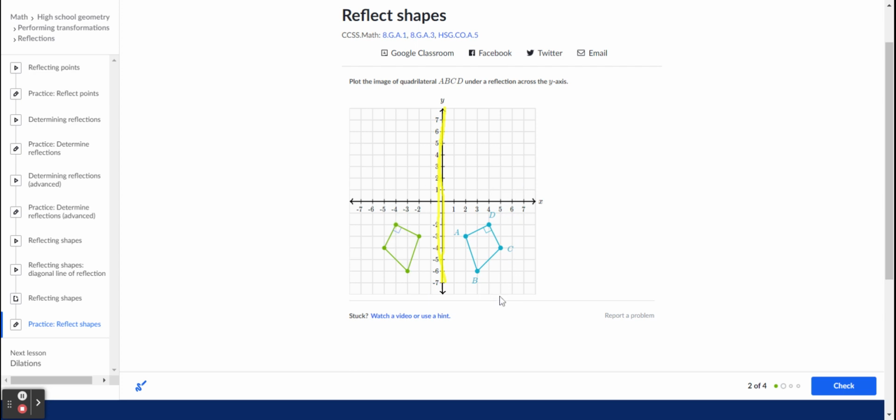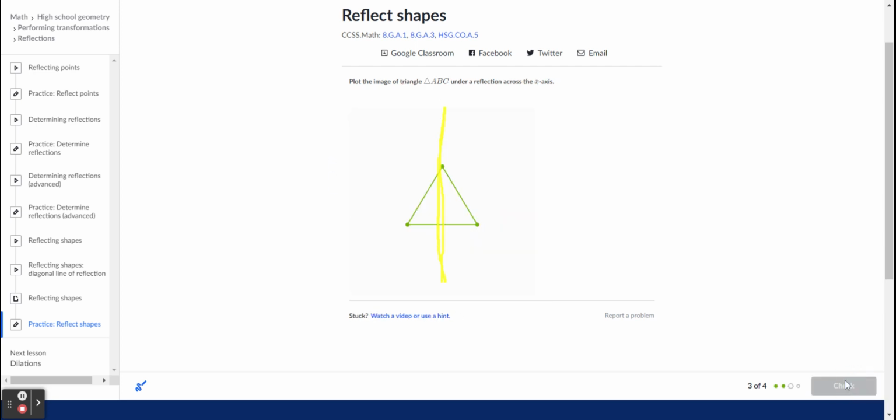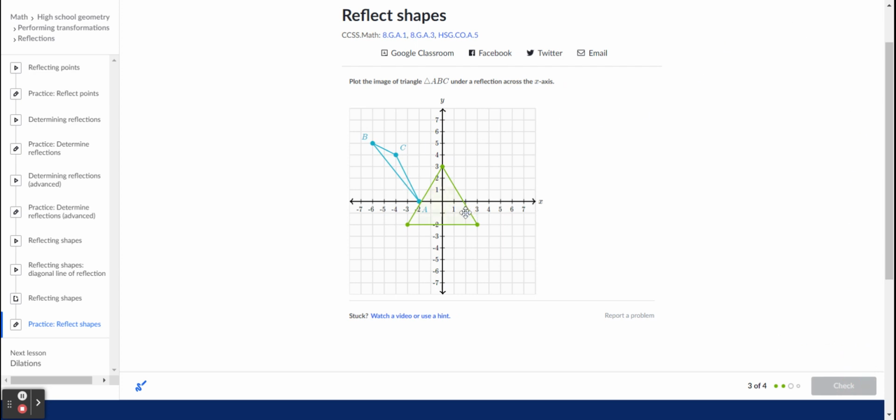And then if you're paying really close attention, what you might notice is that our y's aren't changing, but the x's are. So our x value here started at 4, now it's at negative 4. It was at 2, now it's at negative 2. It was at 3, negative 3. 5, negative 5. And that's another way to quickly check to see if you've performed your reflection correctly.